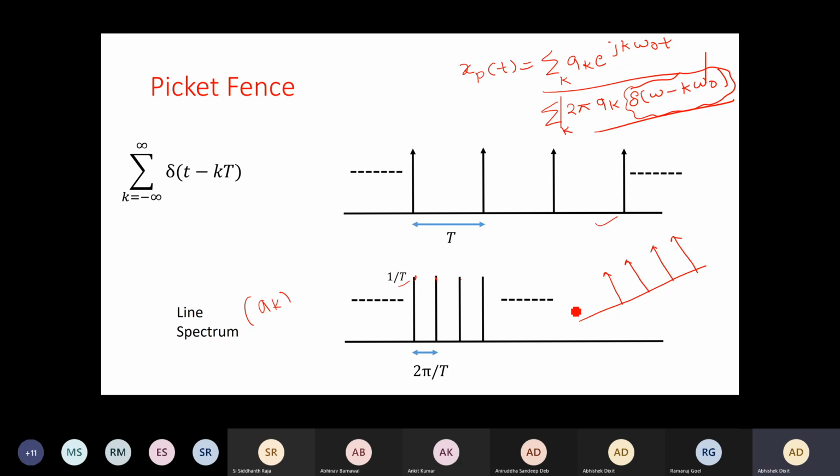I don't think you are doing your tutorials in a very good way. The weights of these impulses are 2 pi AK. AK here is 1 by T. You have understood converting a line spectrum into a Fourier transform. Wherever there was a line, you replace that line with an impulse. The weight of these impulses is 2 pi AK. So because my AK is 1 by T, the weights of these impulses will be 2 pi by T. Clear?